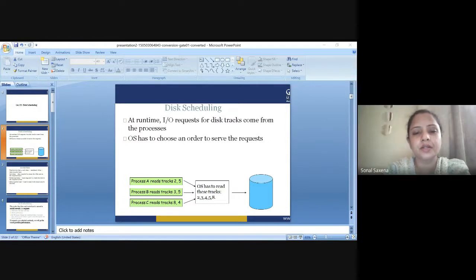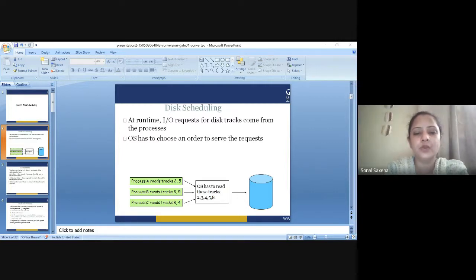Now the next term is called the rotational latency. Rotational latency is the time taken by the desired sector of the disk to rotate into a position so that it can be accessed by the read-write heads. So the disk scheduling algorithm that gives minimum rotational latency is better.